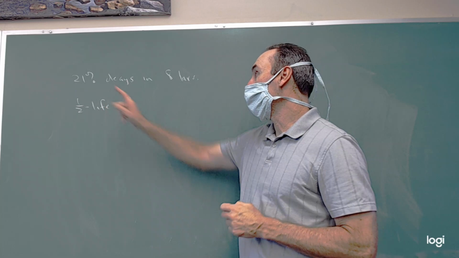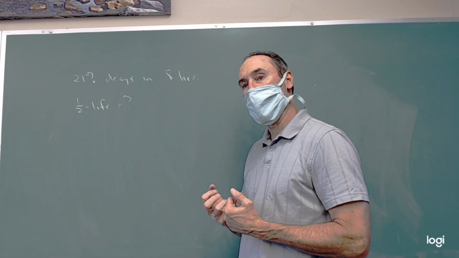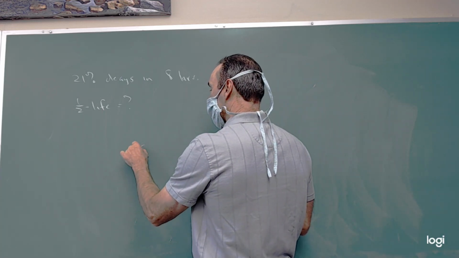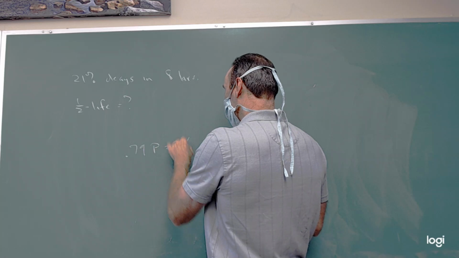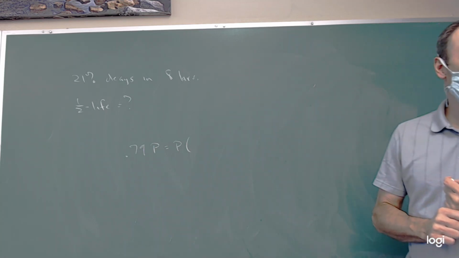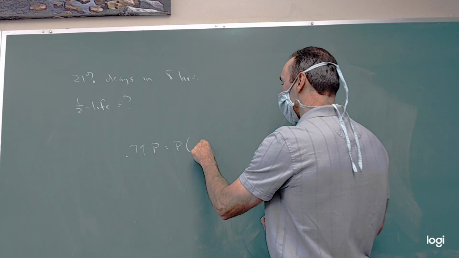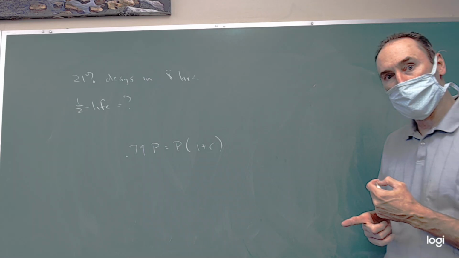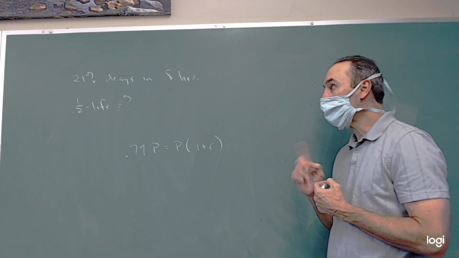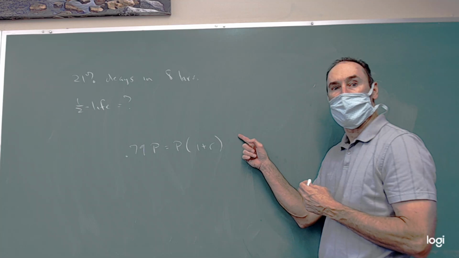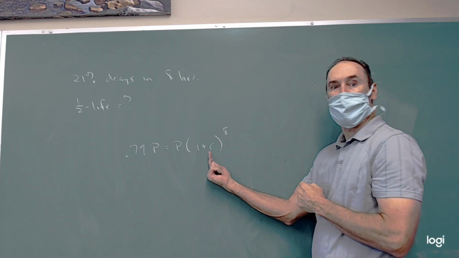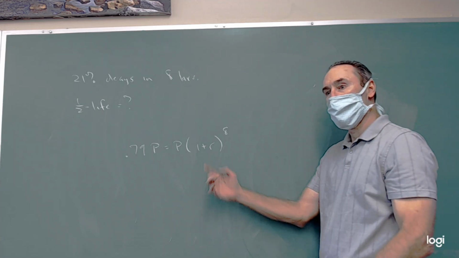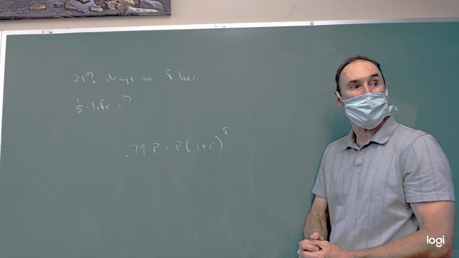So if 21% decays, how much do we still have? 79%. So we'll write that as 0.79 P, where P is the unknown amount we start with, times we don't know what that rate of decay is. That's what we're going to try to find the first time around. The time that it takes for 21% to decay is 8. So we're going to first solve this for R, and then we're going to come back and do another problem to get the half-life. So it's really kind of two problems in one.